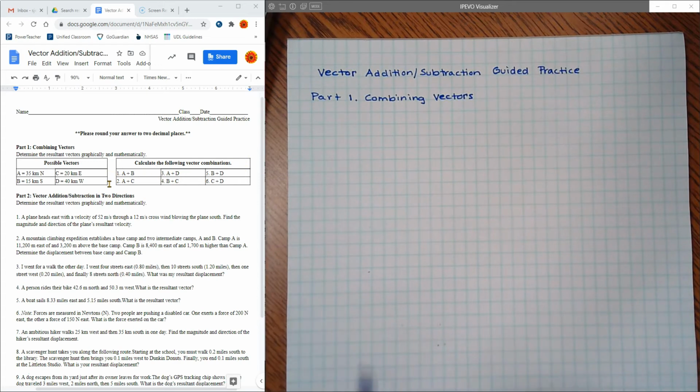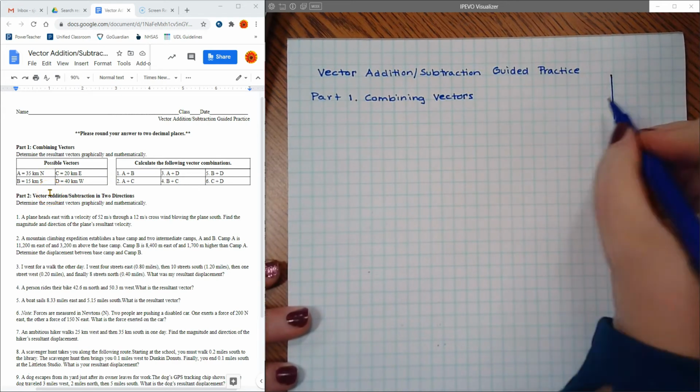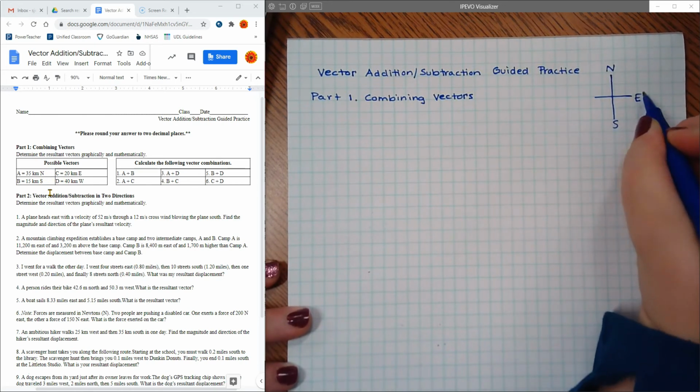vectors section. These vectors, the directions are north, south, east, and west, so just in case you need it, you can draw a compass rose up at the top. So we have north, south, east, and west.